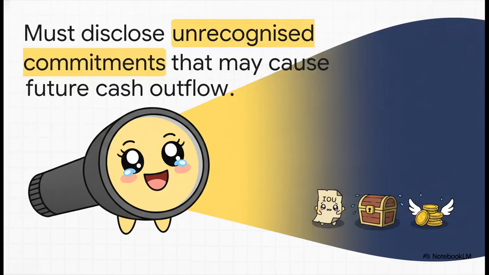But honestly, this next requirement is where the standard really shows its teeth. Entities must disclose total unrecognized commitments relating to their joint ventures that might result in a future outflow of cash. We're talking about hidden future obligations, like an unconditional agreement to provide a loan, procure equipment, or a commitment to buy out another party's interest if a specific event gets triggered. You simply cannot leave these future liabilities in the dark anymore.